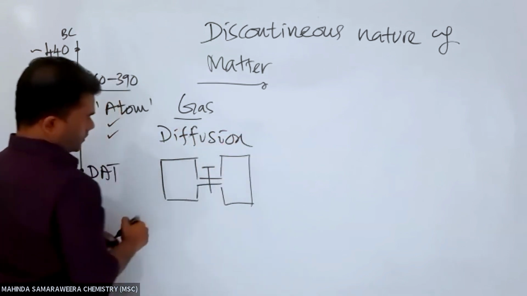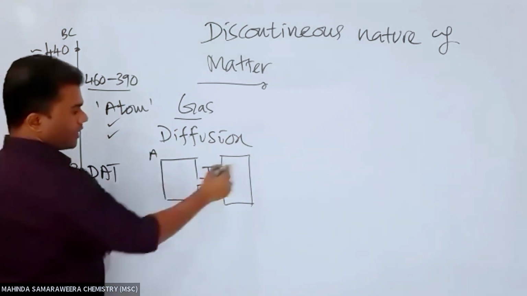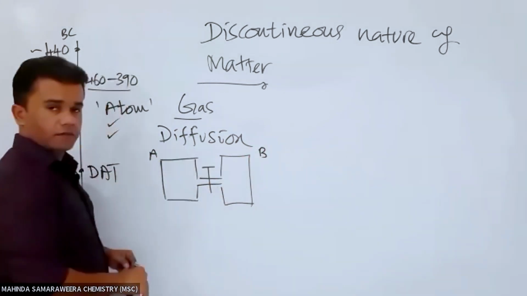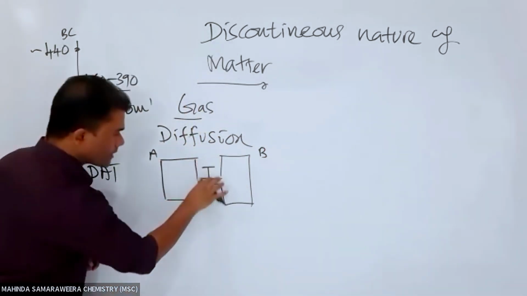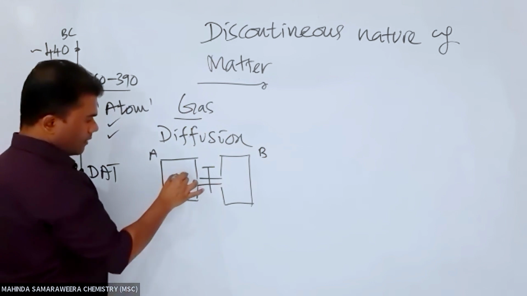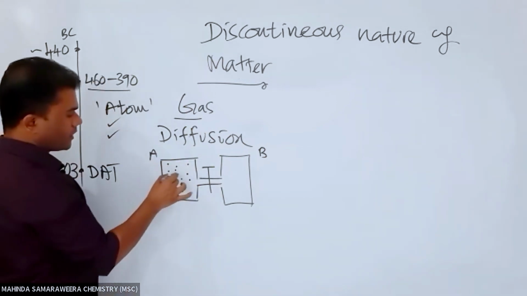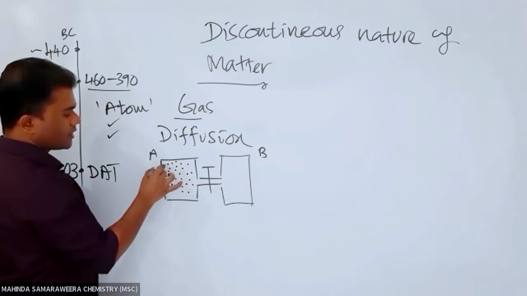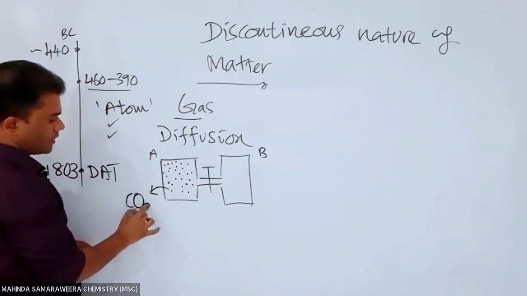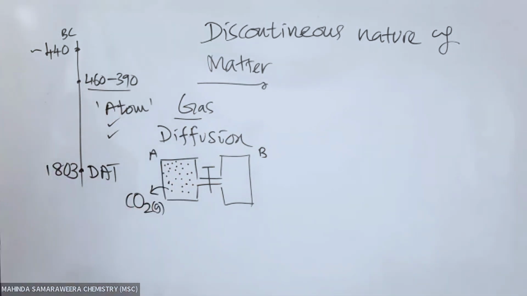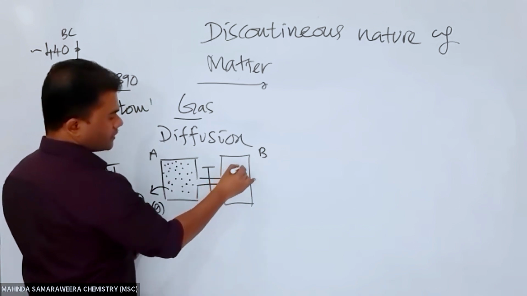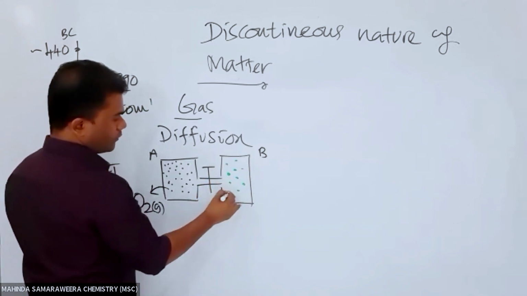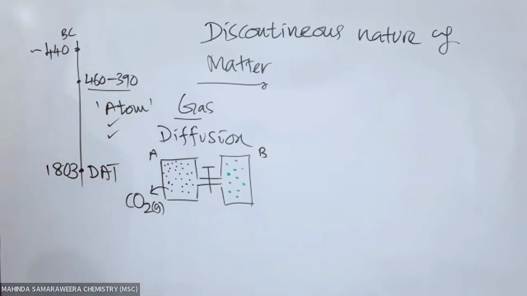Assume you have a vessel A and a vessel B. These are closed vessels, connected by a very thin glass bulb, and in the middle there is a tap. Vessel A is filled with, let's say, carbon dioxide gas, with high concentration. Let's say the other vessel, B, is filled with another gas. I use green color. Can you see the green color? Yes, you can see it.